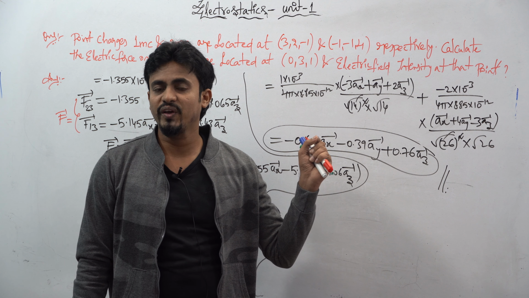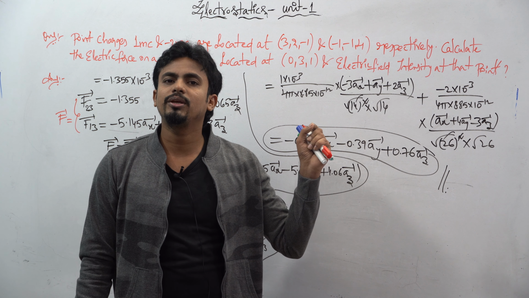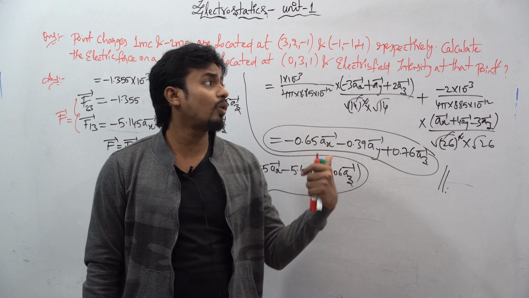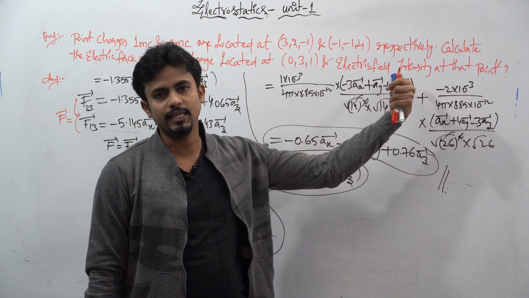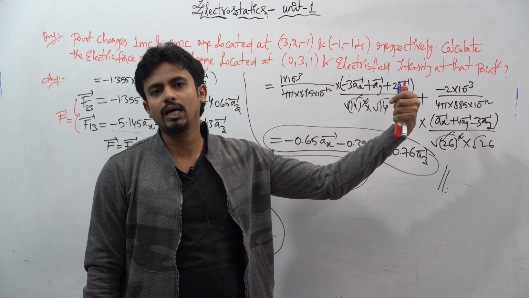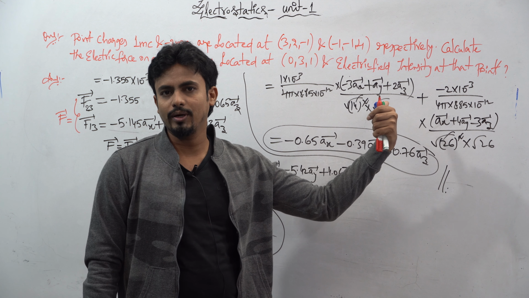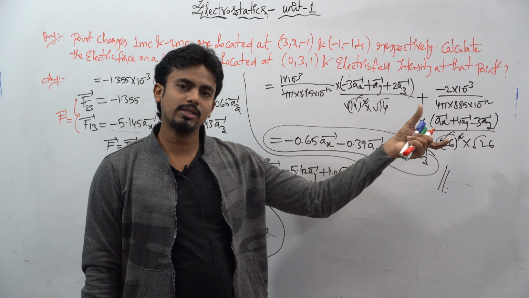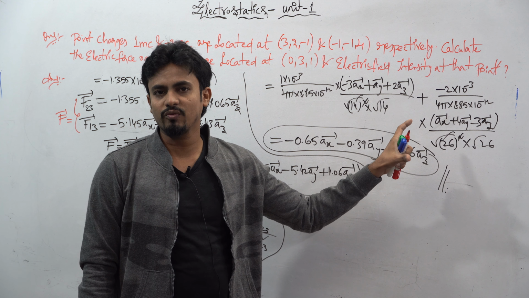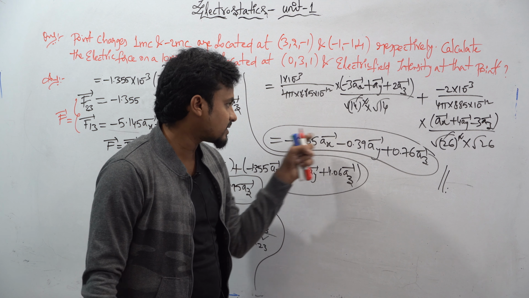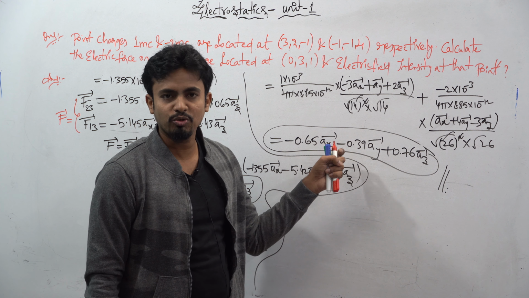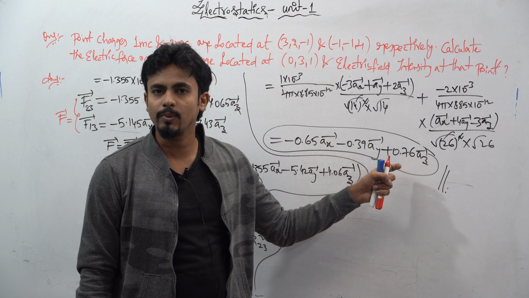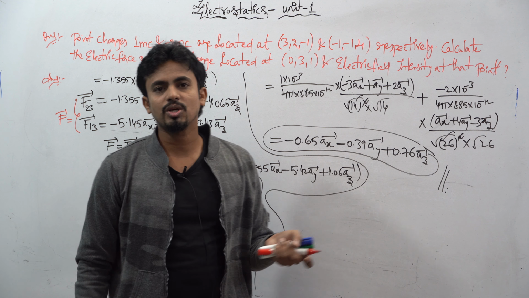In this question we have to find our final force, that is F equals F13 bar plus F23 bar, and next we have to find our electric field intensity. Electric field intensity E bar is equal to E1 bar plus E2 bar, for the required charge 1 and required charge 2. You do the summation of all of those things, you will get your required answer: minus 0.65 ax bar minus 0.39 ay bar plus 0.76 az bar. This is a simple question based on Coulomb's law.